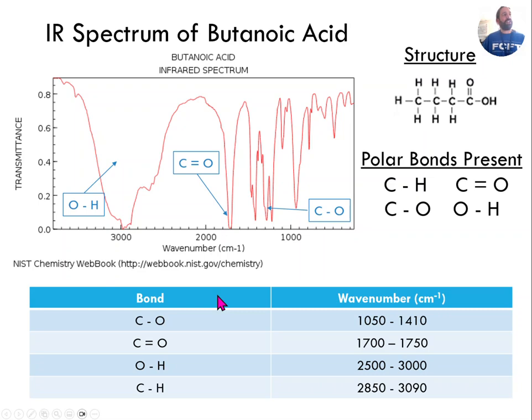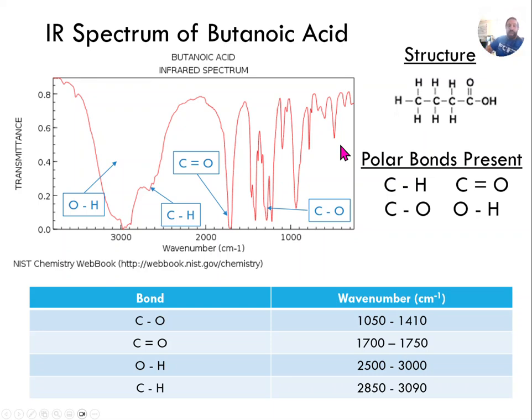The oxygen-hydrogen bond is the broad absorption. And when you look at your data booklet, you'll see there's two OH bonds, one for alcohols and one for carboxylic acids. Since this is a carboxylic acid, that broad absorption will show up between 2500 and 3000 on the spectrum, whereas the alcohol one will show up greater than 3200. And finally, the carbon-hydrogen bond will have an absorption somewhere between 2850 and 3090. So it's probably one of these little bumps right here.